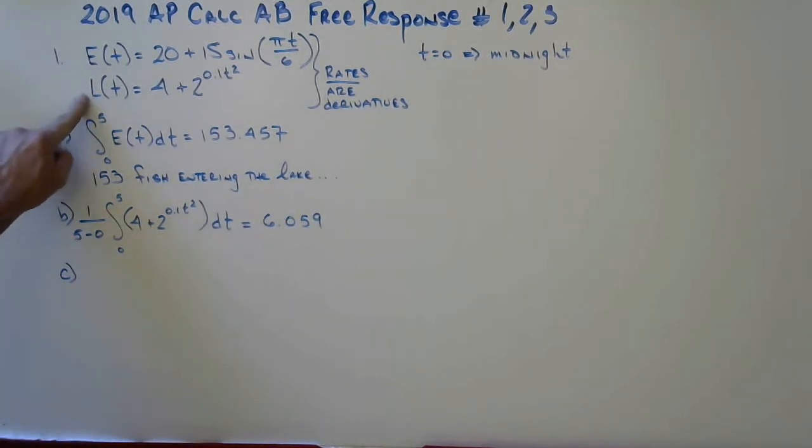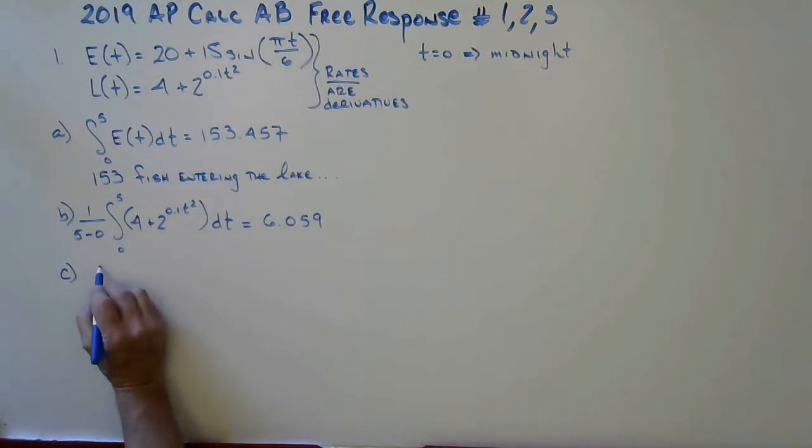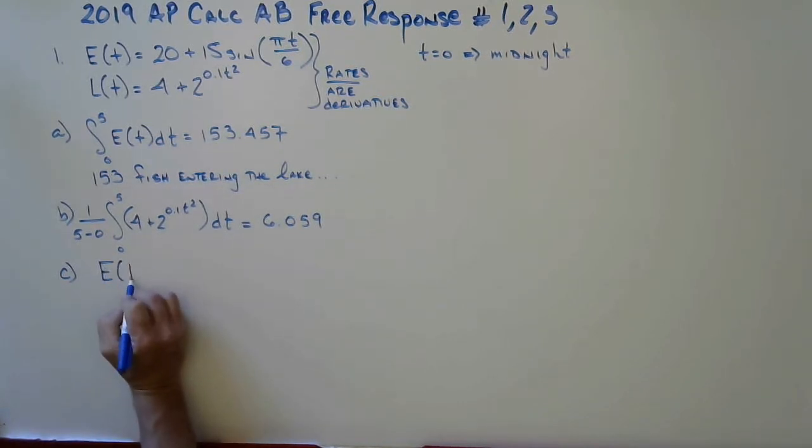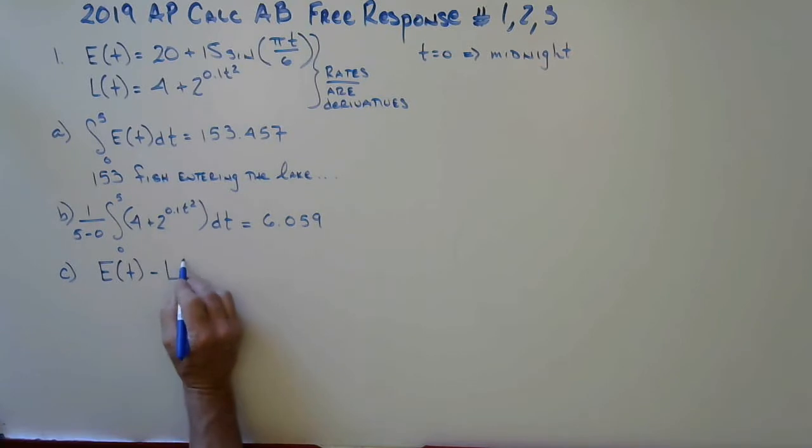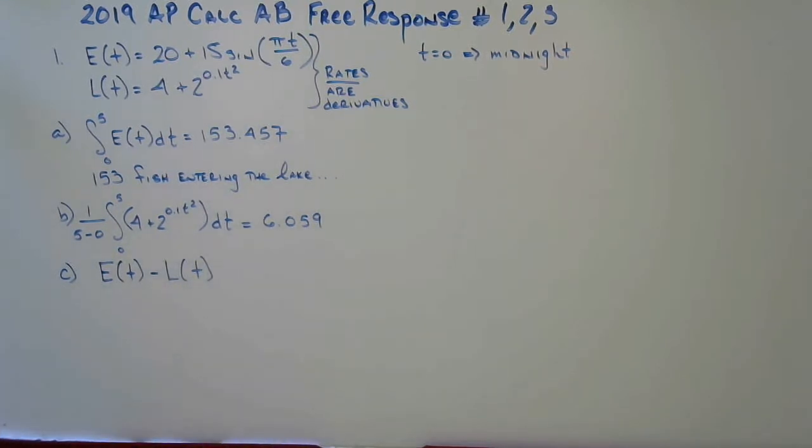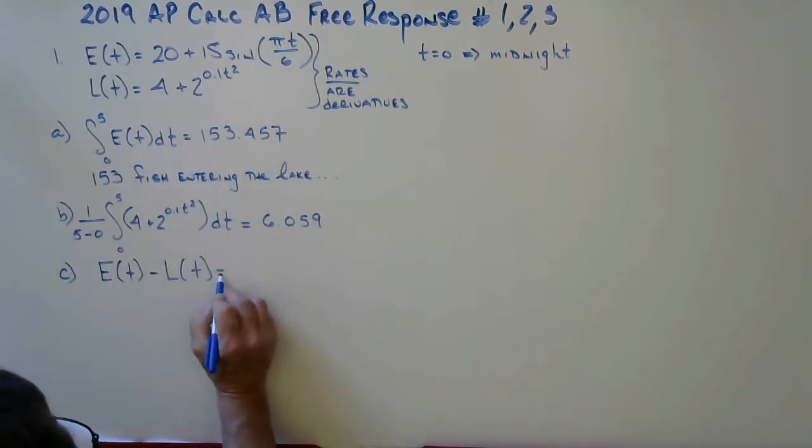These are already the derivatives, so we don't have to physically take a derivative. So our answer to part C is when the rate of change is going to be zero. That's going to be the fish entering the lake minus the fish leaving the lake, and we want to find the critical number for that, so we set that equal to 0.